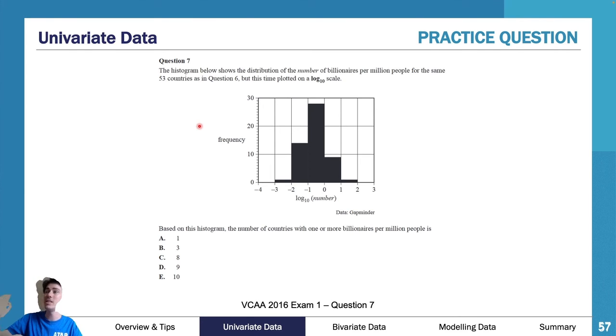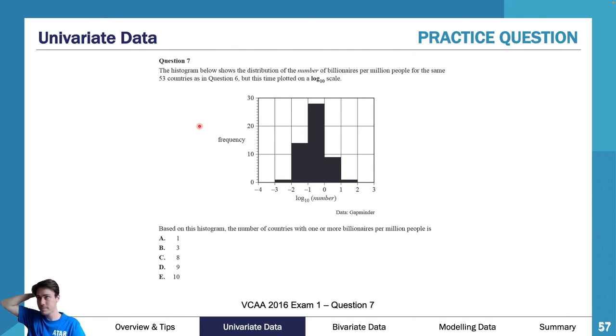As you can see here, we've got a histogram below that shows the distribution of the number of billionaires per million people for the same 53 countries as question 6. Don't worry about the countries, it doesn't really matter. Based on this histogram, the number of countries with one or more billionaires per million people is.